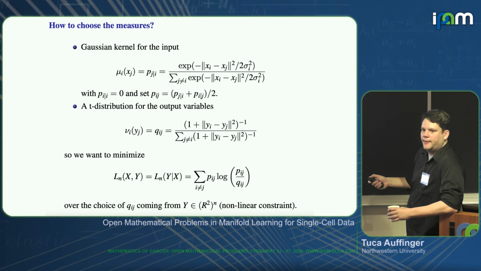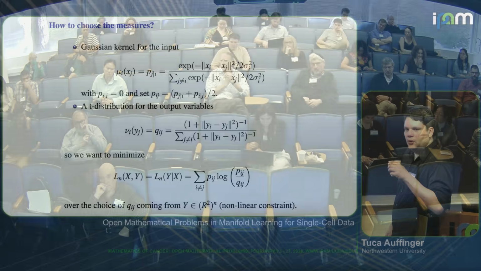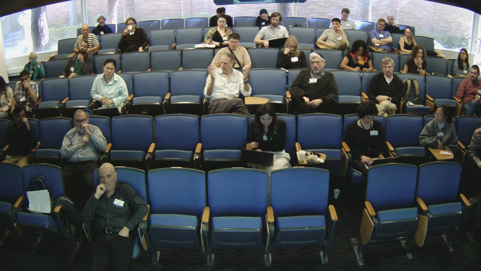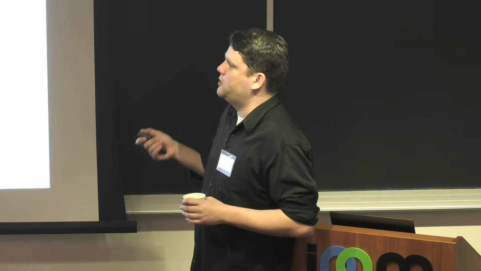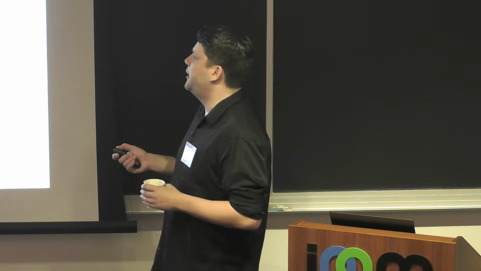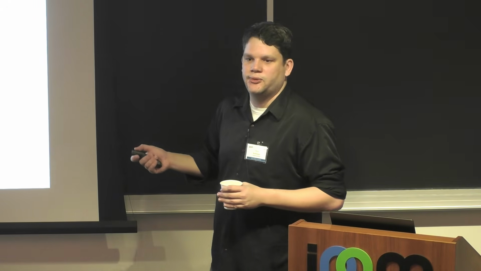I'll come back. Yes? So is there a reason you chose this radial basis function rather than other Gaussian kernels? I'll come back to that. At this point, I'm just using this because this is in the original paper. But soon, we'll consider different kernels.